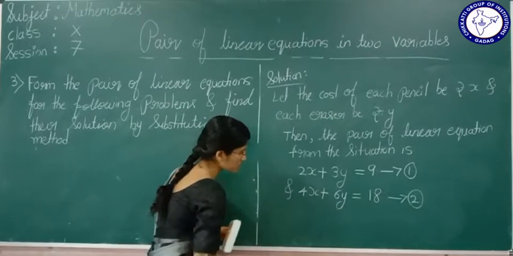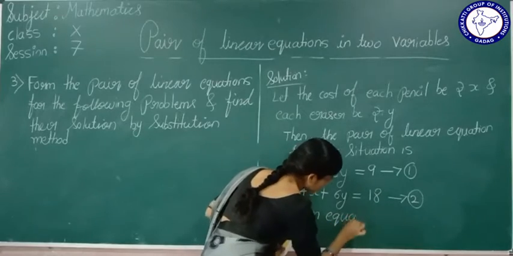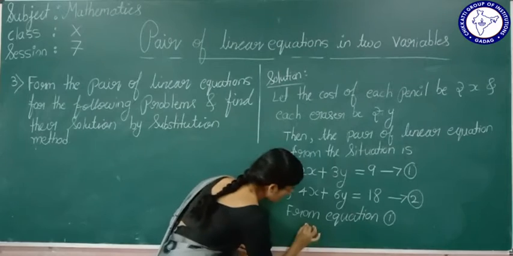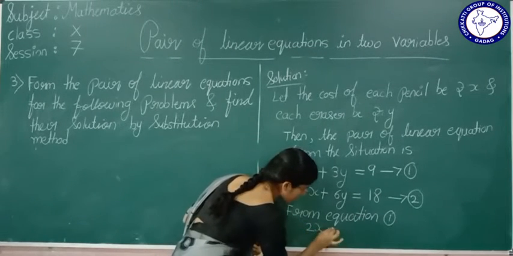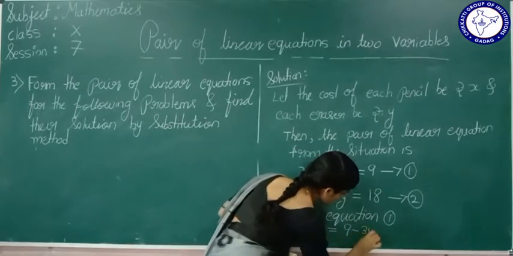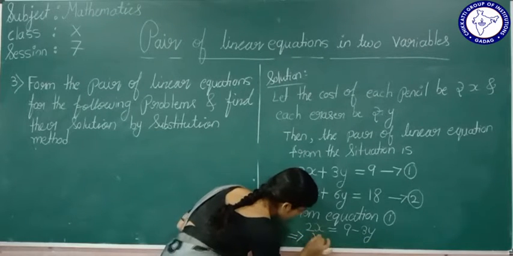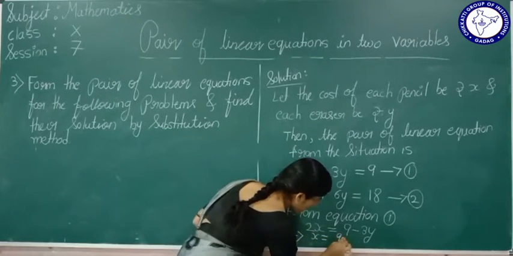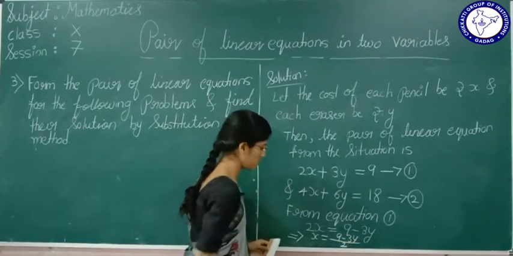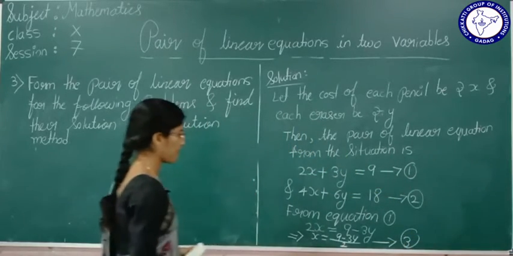Now see, from equation 1, I will express x in terms of y. So 2x is equal to 9 minus 3y. So this implies x is equal to (9 minus 3y) divided by 2. Call this equation number 3.